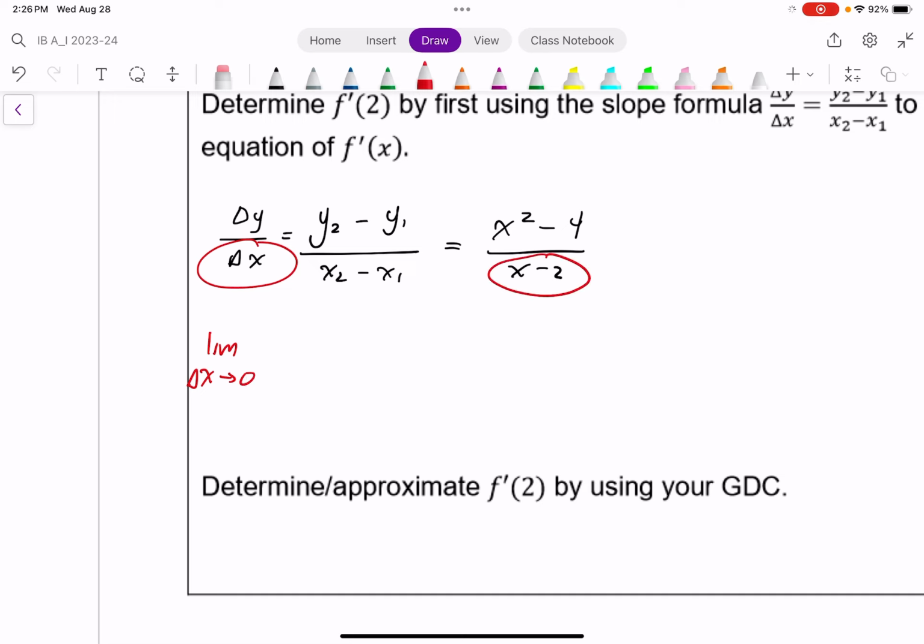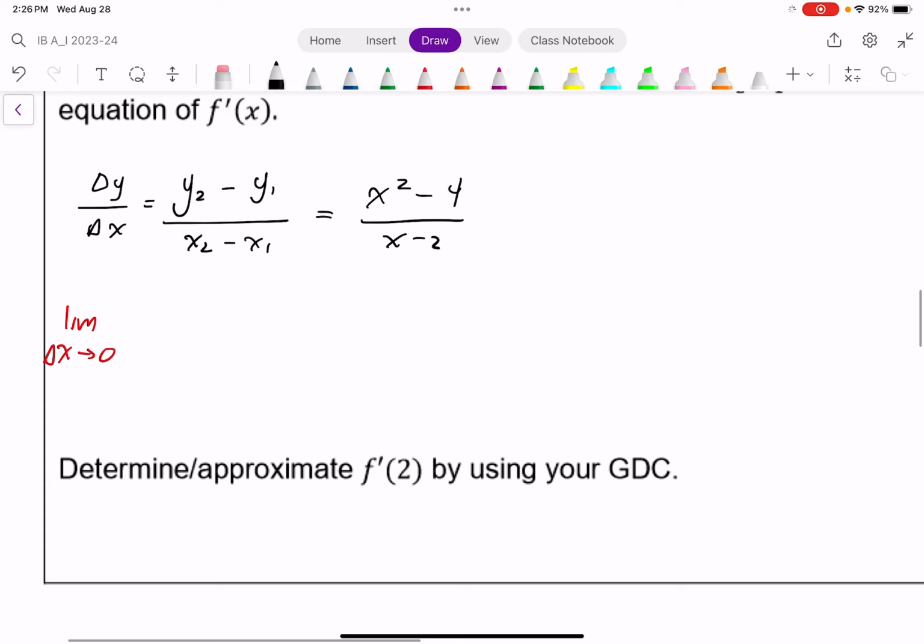However, that means if I just try to directly work this out, I'm trying to make x minus 2 equal 0. But then I'm dividing by 0, so I can't do that. So what can I do? Well, I can notice, conveniently enough, that my numerator can be factored. It's a difference of squares. So x squared minus 4 is the same as x minus 2 times x plus 2, divided by x minus 2.